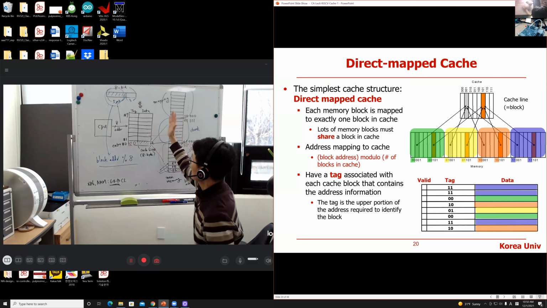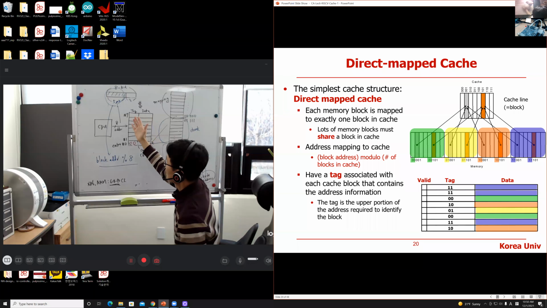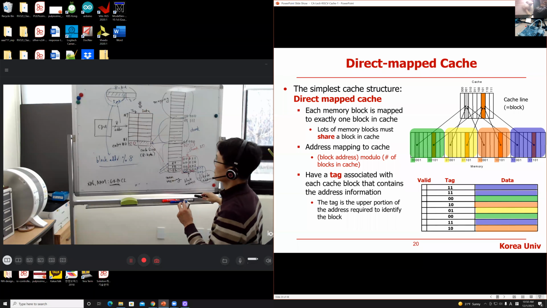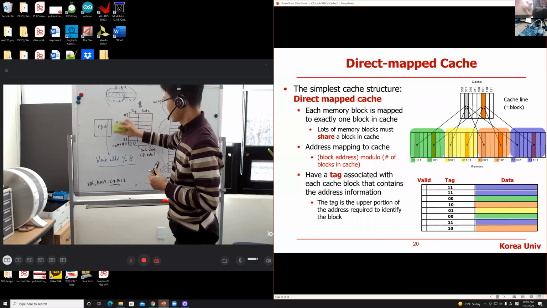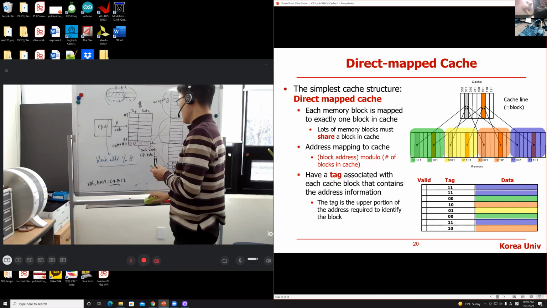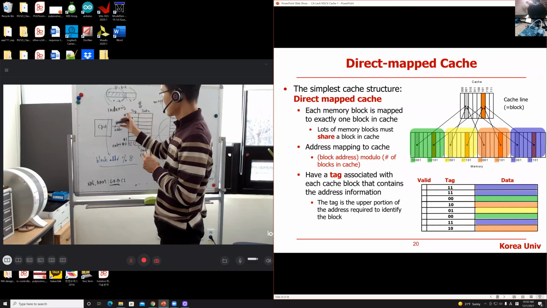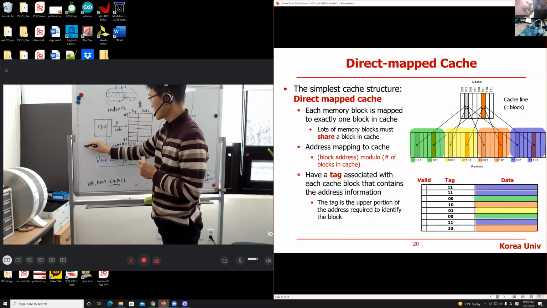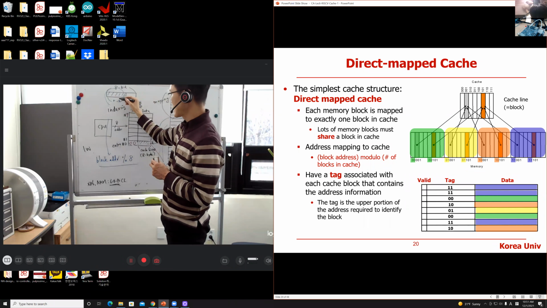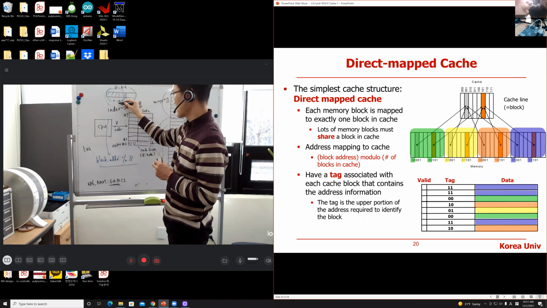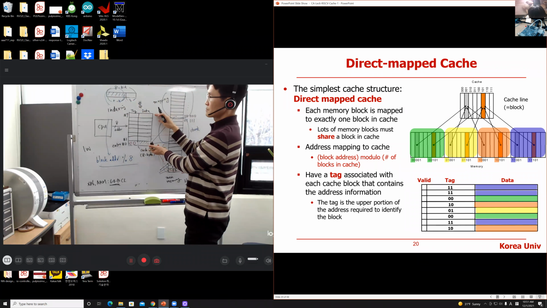So mapping scheme: main memory block to cache. Then the indexing scheme. How do you search the cache? That is called indexing. Indexing means you execute a memory access instruction, for example, LW. Then based on the address, you have to select a cache entry for lookup.